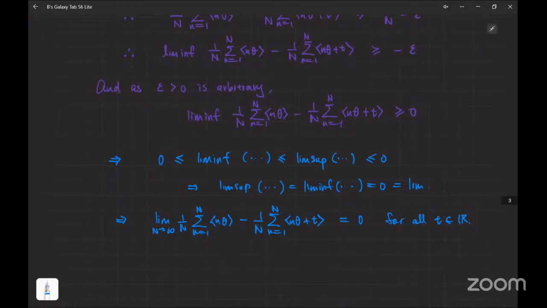So this shows it satisfied this criteria, right?